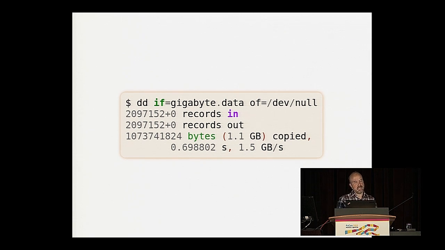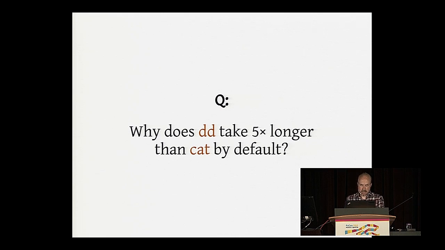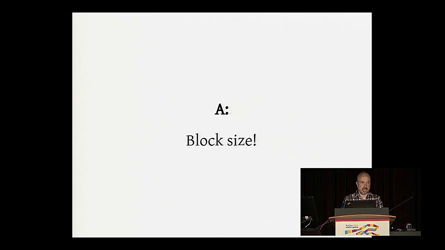I tried it with dd. Anyone here ever use dd to read or write data? It took 6 times longer. Anyone know why? I straced them, and it's because of the block size.